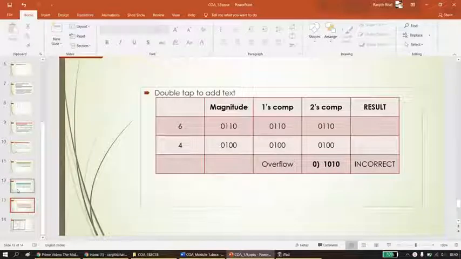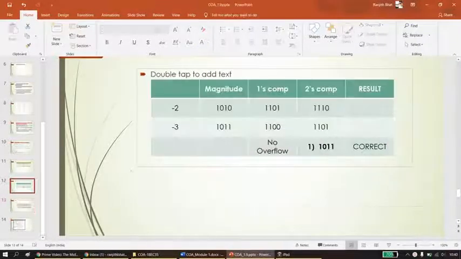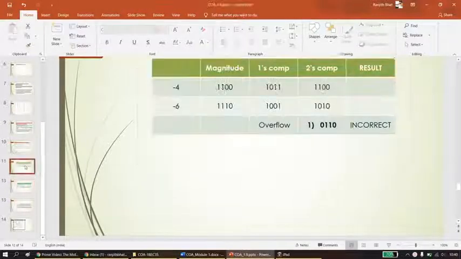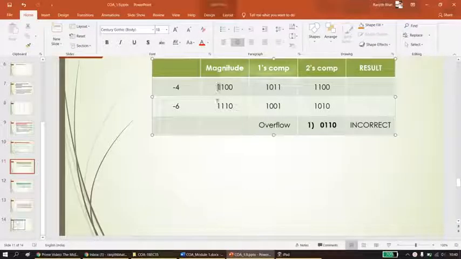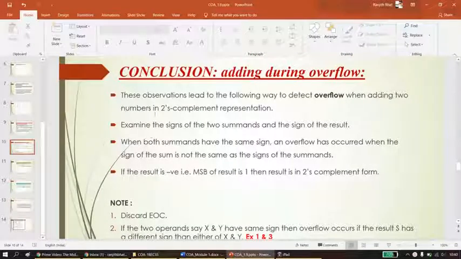it is in fact wrong. So remember that if both the operands are positive and the answer is positive, then the answer is right. If both the operands are negative and the answer is negative, then the answer is right. If both operands are negative and the answer is positive, then the answer is incorrect. This is what you need to remember.